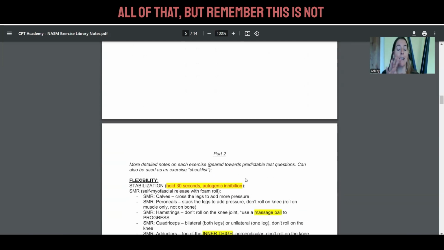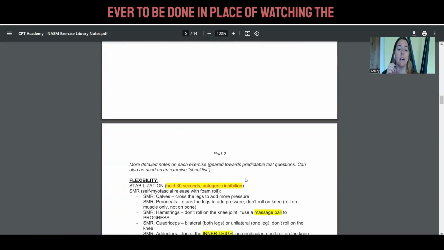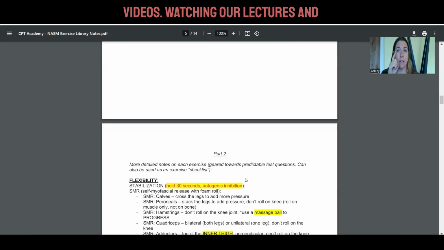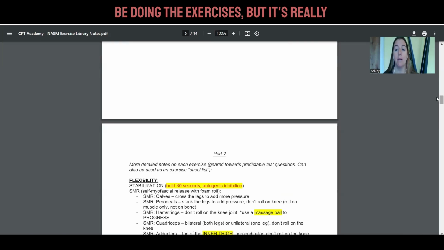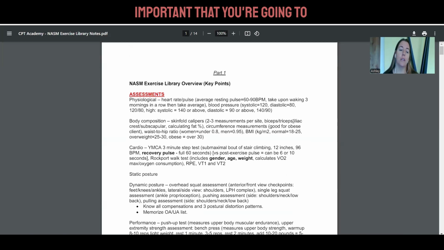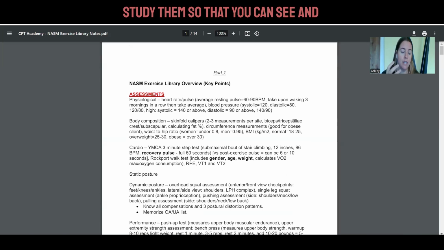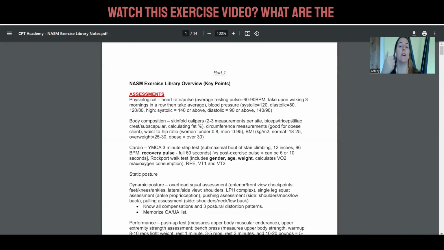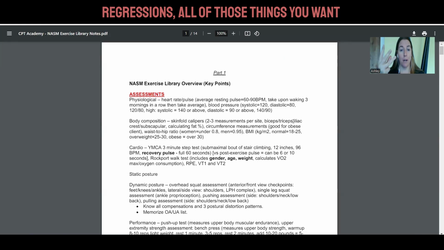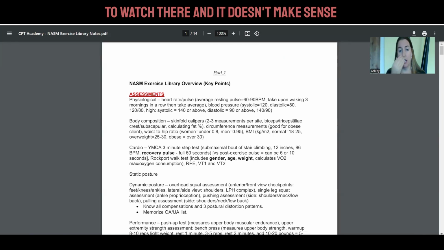But remember, this is not ever to be done in place of watching the videos, watching our lectures, and looking at our notes at the same time, because you want to learn these exercises. In the ideal world, you'll also be doing the exercises, but it's really important that you study them so that you can see and hear what they are saying on the NASM account. What are they saying when I watch this exercise video? What are the tips, the form, technique, progressions, regressions, all of those things you want to watch there.